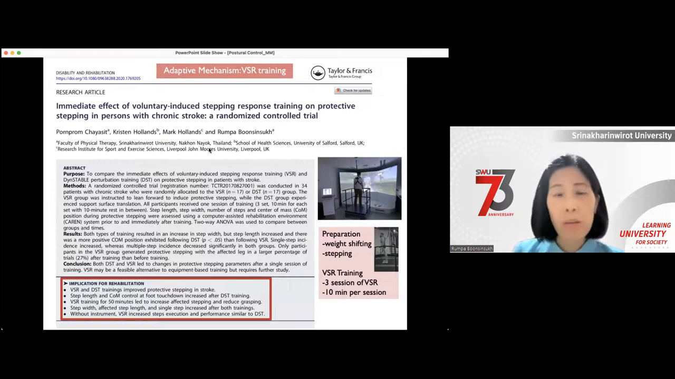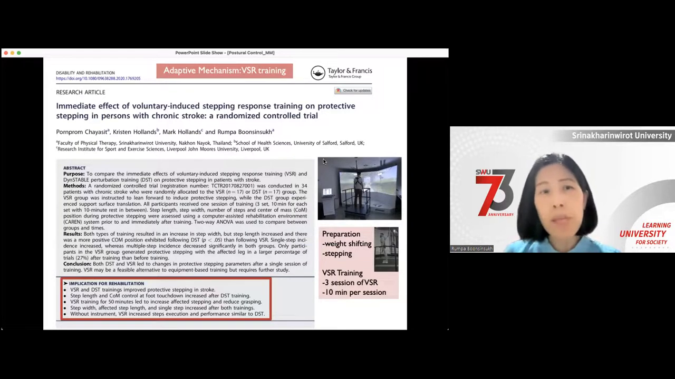in a randomized control trial, comparing two groups of patients with stroke. The first group used the VSR training, and the other group used a complicated system called the instable system, where the person stands on a force plate that can move in different directions, and they have a virtual reality incorporated into the training. This is the immediate effect.